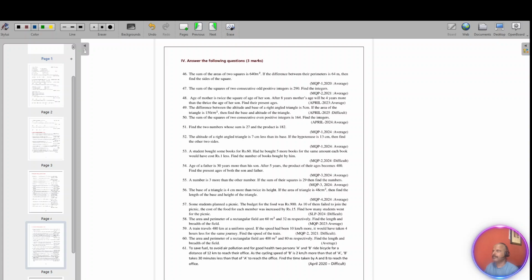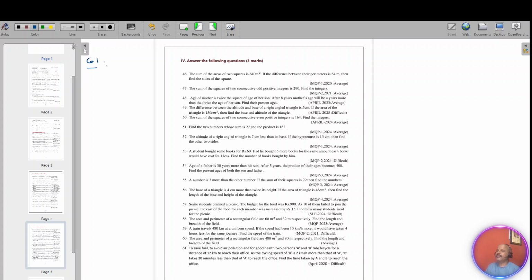60th. The area and perimeter are given, so we can solve this because it looks the same as the earlier one. We'll move on. To save the fuel, 61st, that is also the same as the train problem.